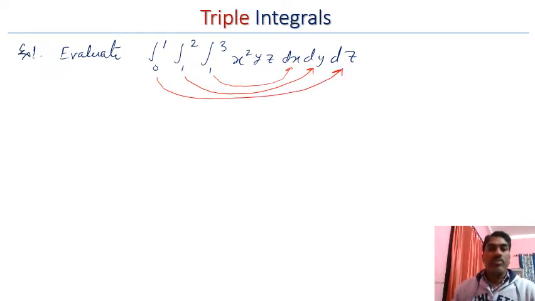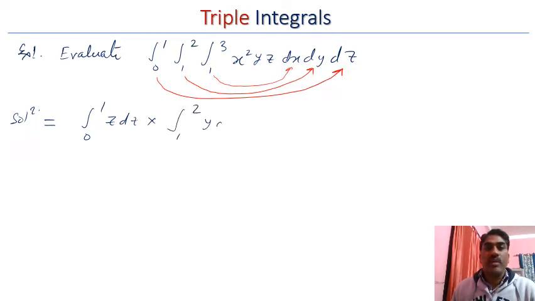So now we will evaluate this. As we have already seen, you can start evaluation with any of these first, but also observe that because all the limits are constant, we can separate the terms directly. So we can integrate 0 to 1, this limit is for z, so we can write z dz, into 1 to 2, this limit stands for y, so we can write y dy, into 1 to 3, which stands for x, so x square dx. So you can directly do it in this way.